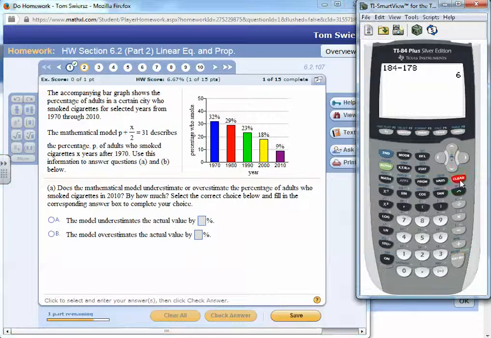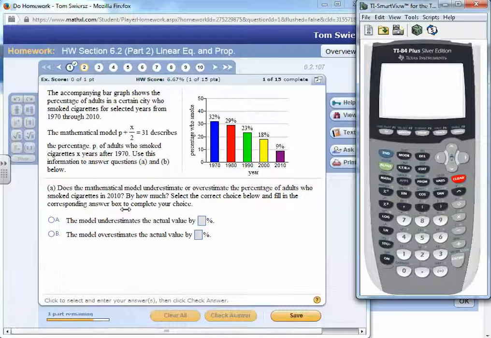Homework exercise number 2. The accompanying bar graph shows the percentage of adults in a certain city who smoked cigarettes for years selected from 1970 through 2010. The mathematical model P plus X over 2 equals 31 describes the percentage P of adults who smoked cigarettes X years after 1970. Use this information to answer questions A and B. Does the mathematical model underestimate or overestimate the percentage of adults who smoked cigarettes in 2010?